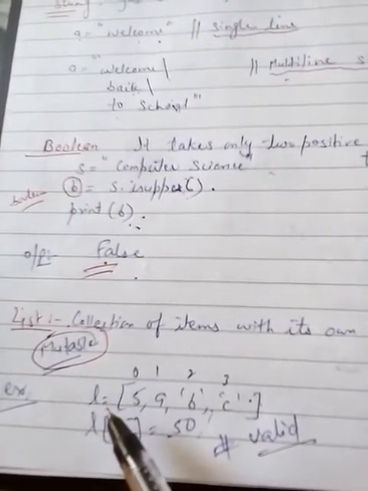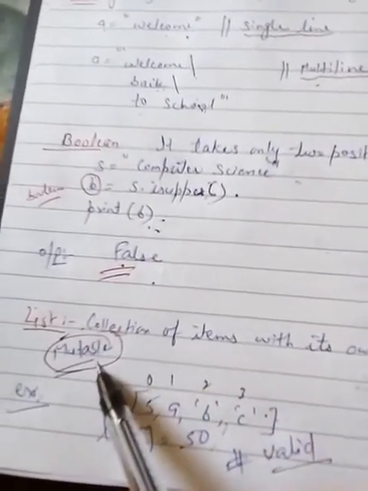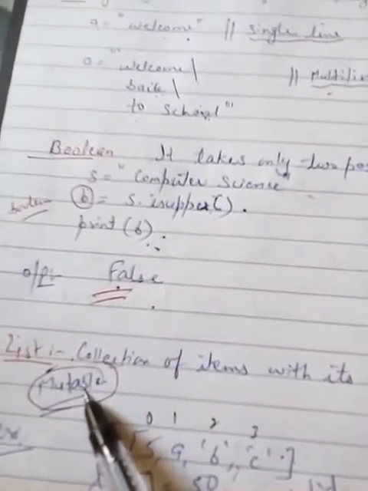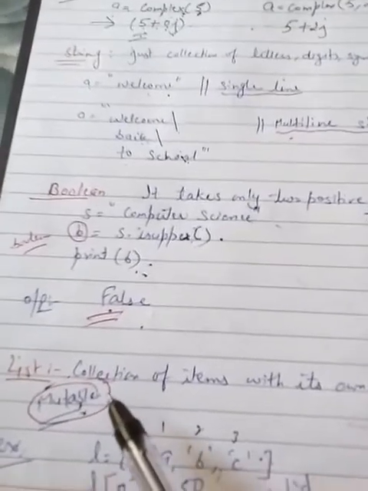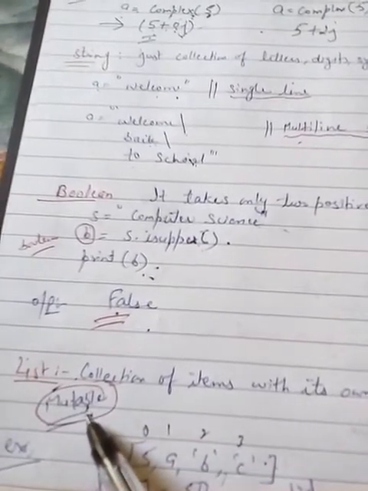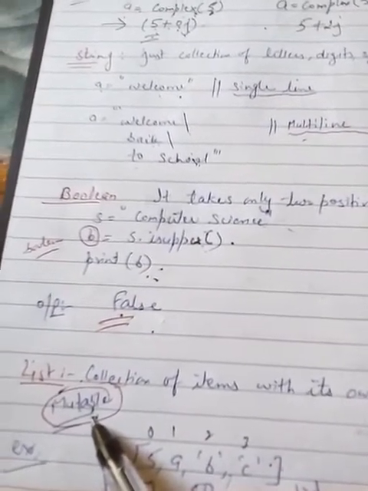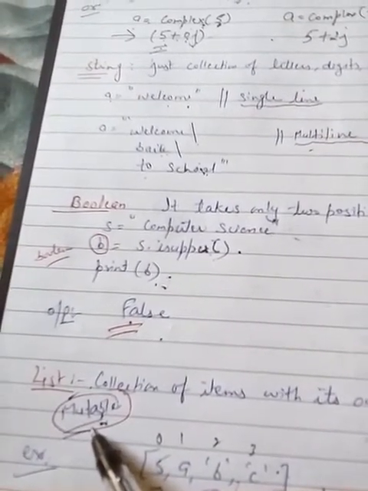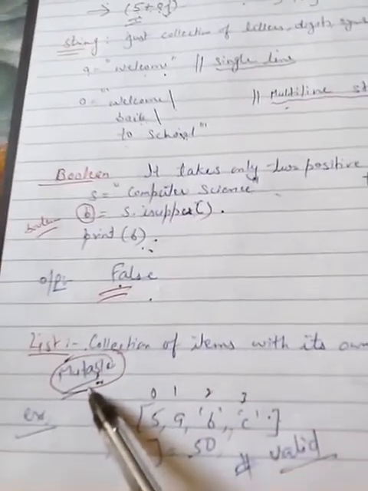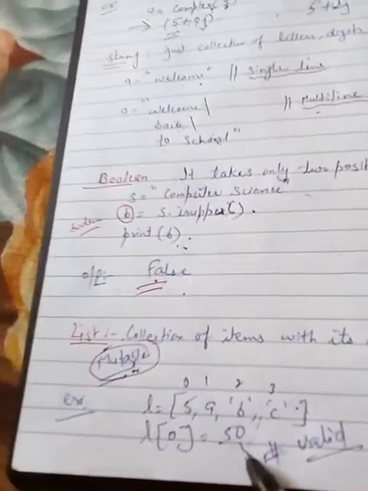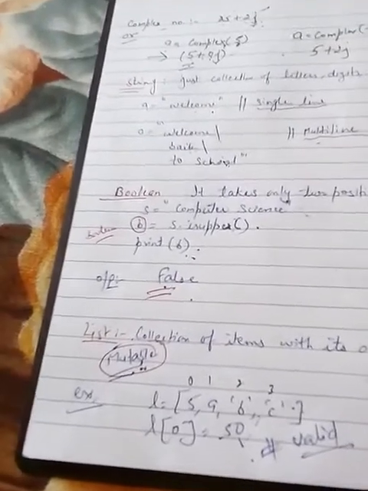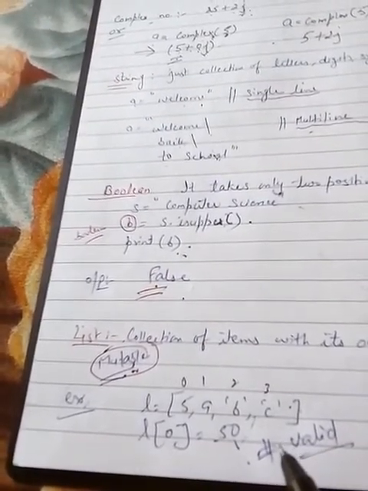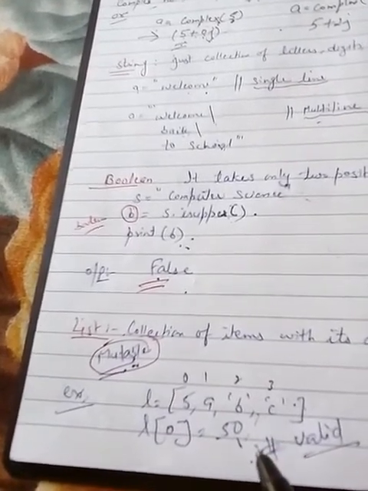The second important thing about a list is mutability. A data type will have one feature, either mutable or immutable. So what do you mean by mutability and immutability? Mutability means you can change the variable's values in place. That is known as mutability. And when you can't change the value of the data type in place, that is known as immutability. So let's see how it is applicable.